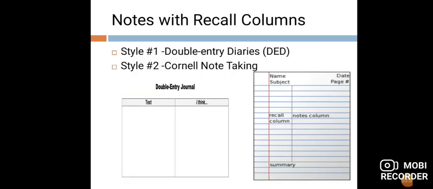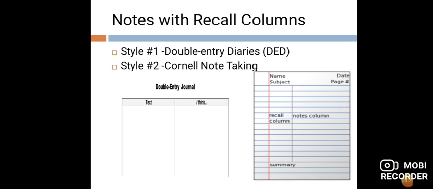Then comes the notes with recall columns. There are broadly two headings. One is style 1, double entry diaries. In this system, the note is written mainly into two parts. One is basically on the basis of the text, and then you have to summarize your concept based on your understanding of the text. So this is double entry diary.